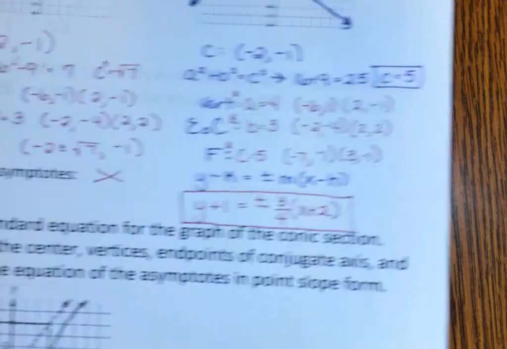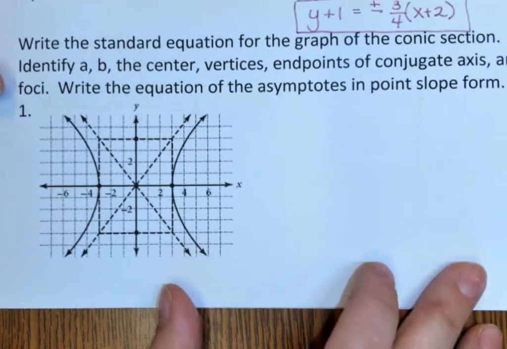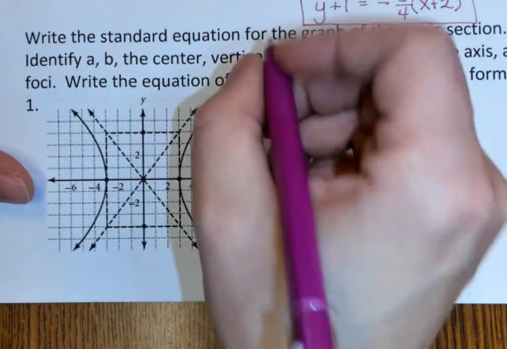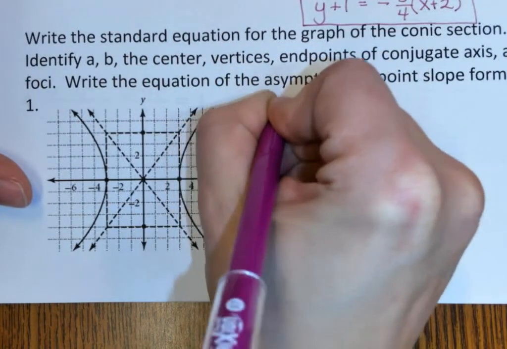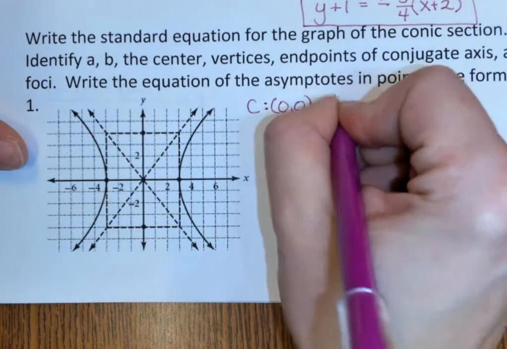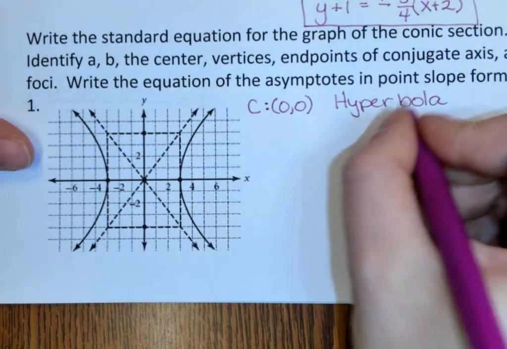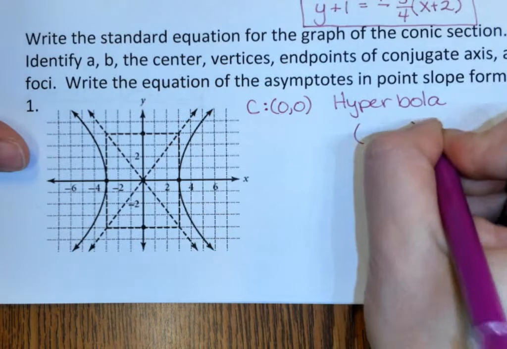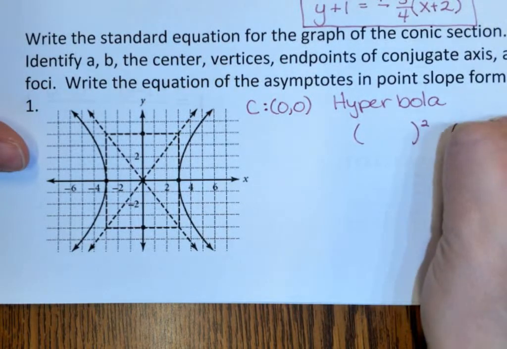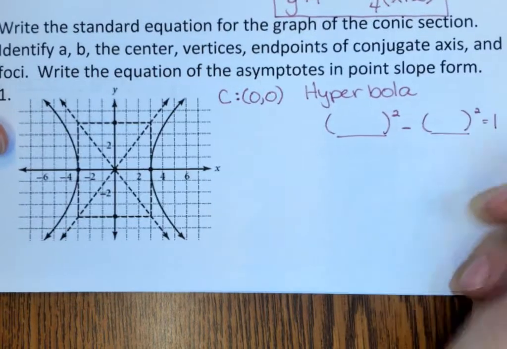Okay? All right, let's go from a graph to an equation. Let's figure out some stuff. Where is my center on this number 1? 0, 0. Yay! What kind of conic section is this? Hyperbola. And the reason why I'm writing that out is because that will tell me the general form. So I have a minus in between them. And I have it kind of set up like that.